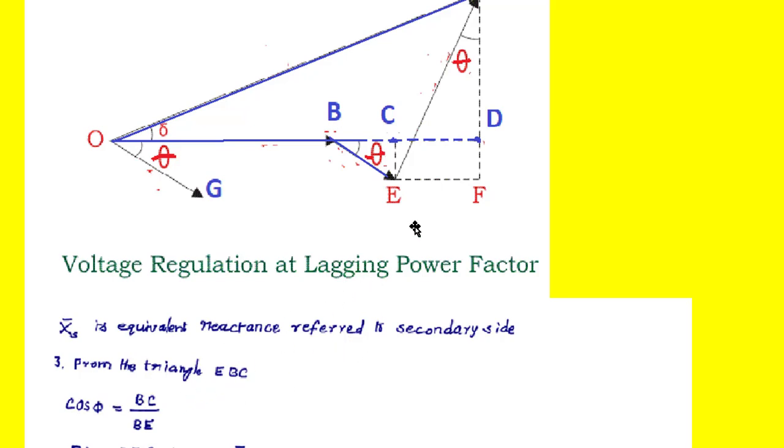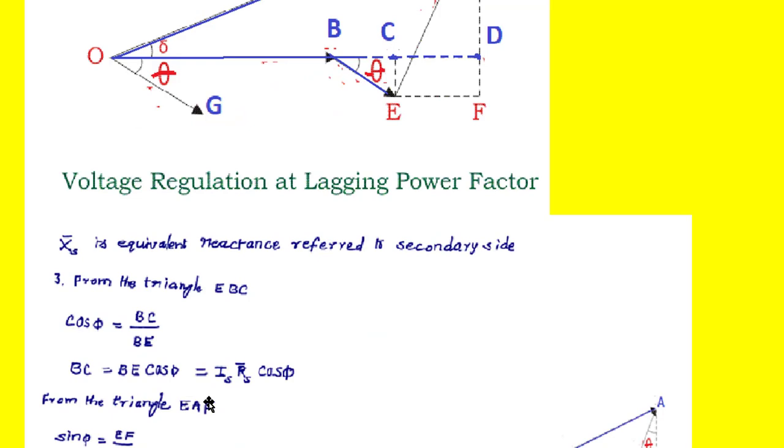So from triangle EBC, look at this, EBC, this is the triangle. From this, we write the cos phi. Cos phi means adjacent side divided by hypotenuse. Adjacent side means it is BC divided by hypotenuse BE. So from that we can write BC is equal to BE into cos phi. So what is BE? BE is nothing but Is Rs bar cos phi.